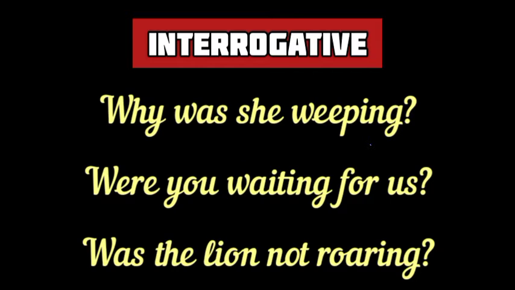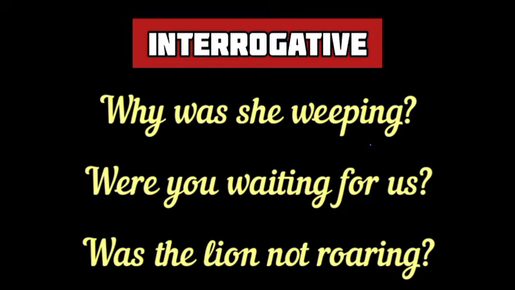Well, if the sentence is interrogative, the auxiliary verb was or were according to the subject is placed before the subject and the present participle or the ing form of the main verb comes after the subject. For example, were you waiting for us? Here the helping verb were comes before the subject you and waiting in the fourth form comes after the subject.